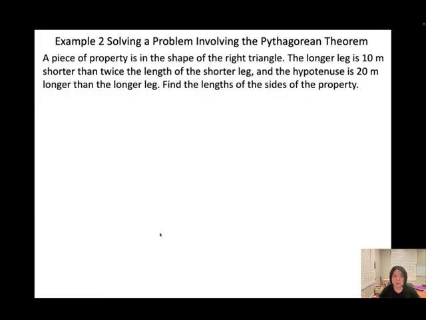Okay, let's try one example. A piece of property is in the shape of a right triangle. The longer leg is 10 meters shorter than twice the length of the shorter leg, and the hypotenuse is 20 meters longer than the longer leg. Find the length of the side of the property. So first, we're gonna let x be the length of the shorter leg.